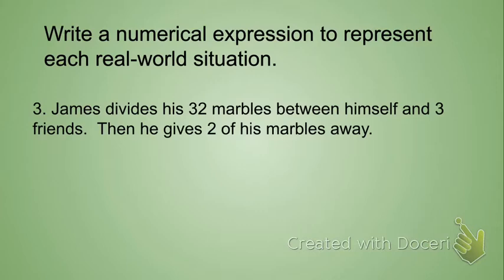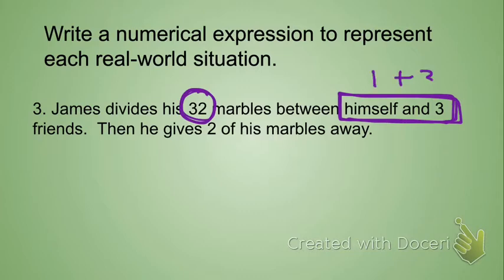So we know that he started with 32 marbles, right? And then he divides it between himself and 3 of his friends. And that's tricky. He's not just dividing it among 3 friends. It's himself and 3 friends. So how many people is he dividing the marbles between? Well, himself and 3 of his friends, right? So it's a grand total of 4 people involved there.